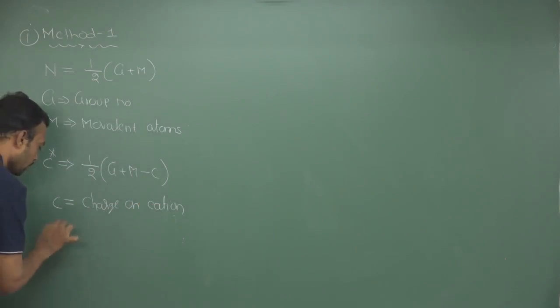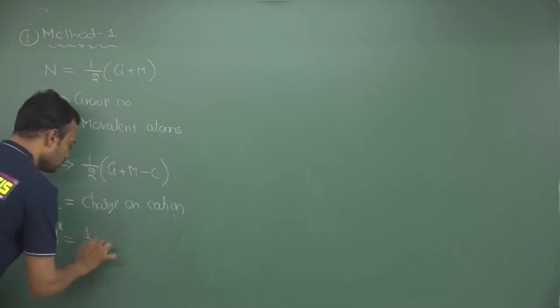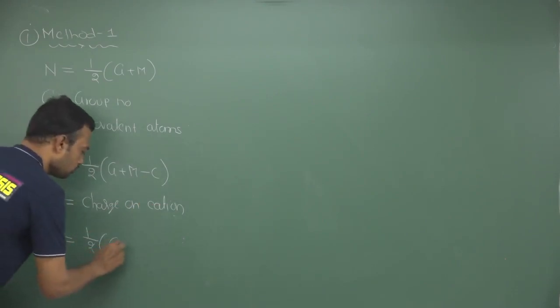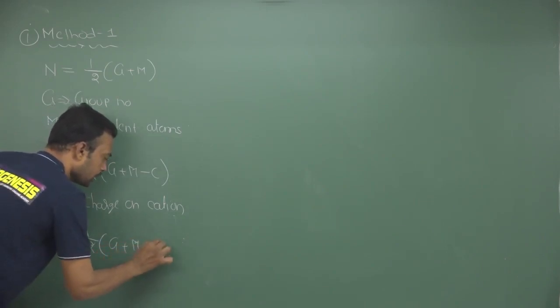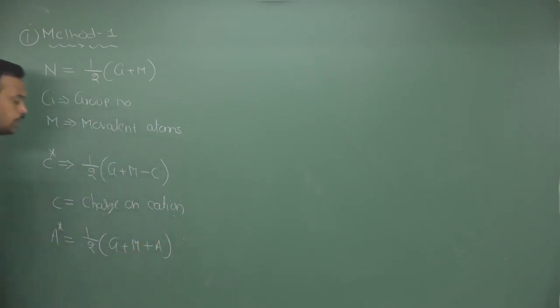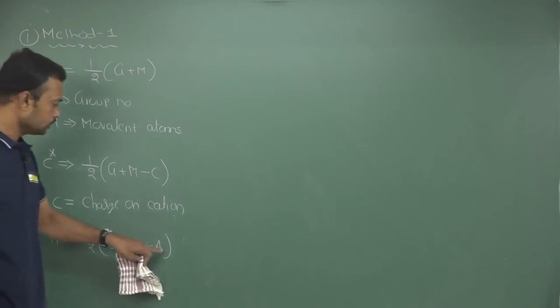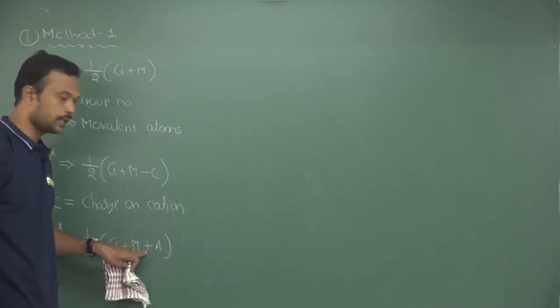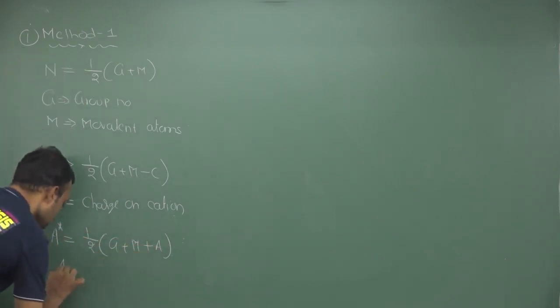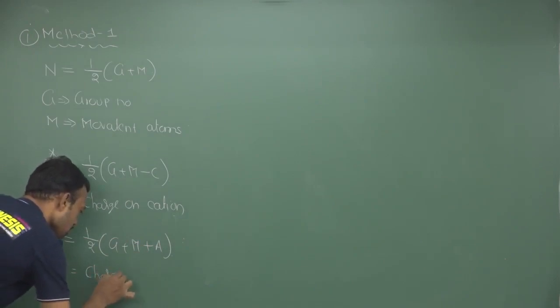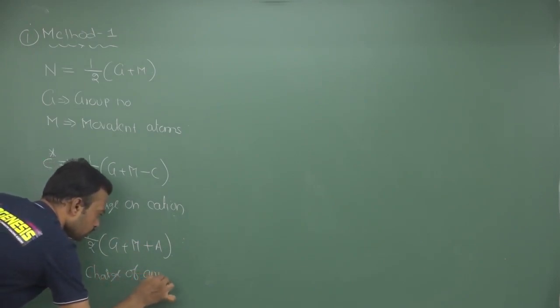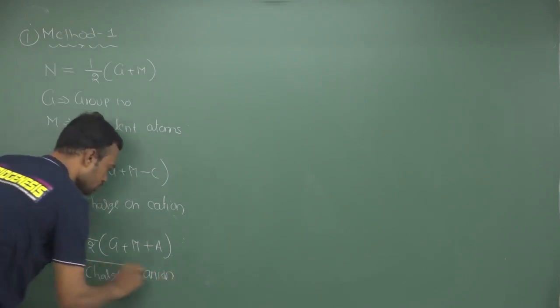Next, A is nothing but anion: 1 by 2 (group number plus monovalent plus A). So what is the charge of the anion? That will be added here. So here A is nothing but the charge of the anion, also called the anionic charge.